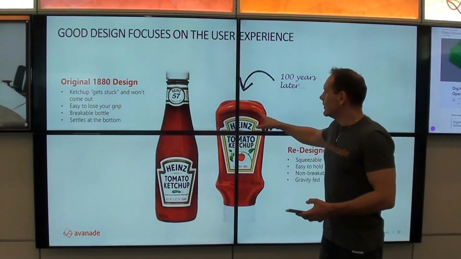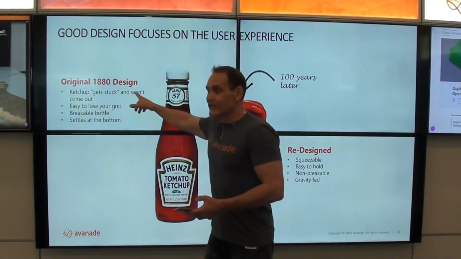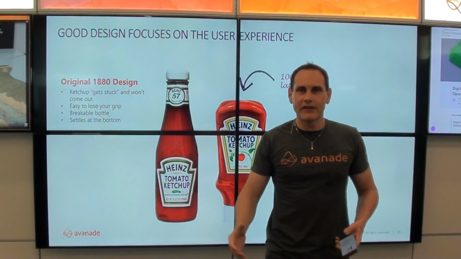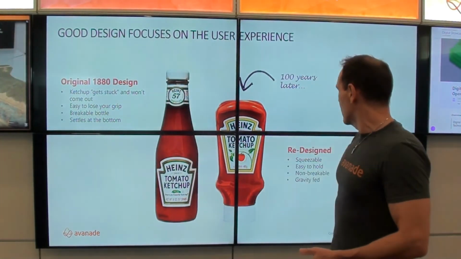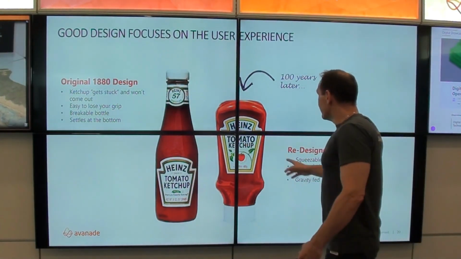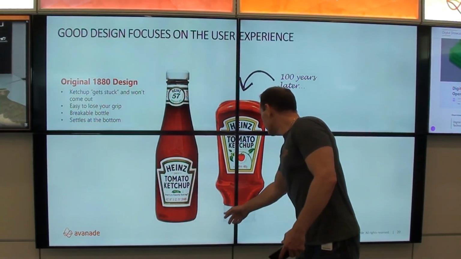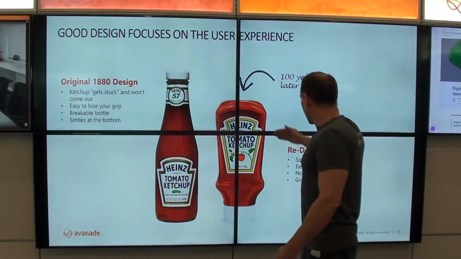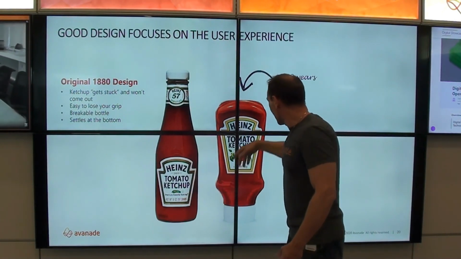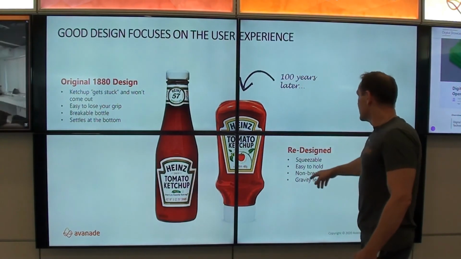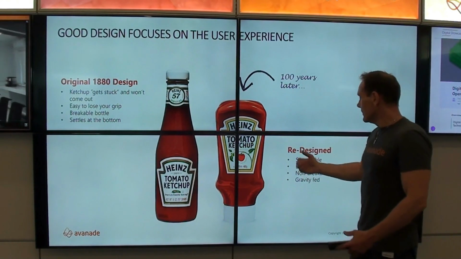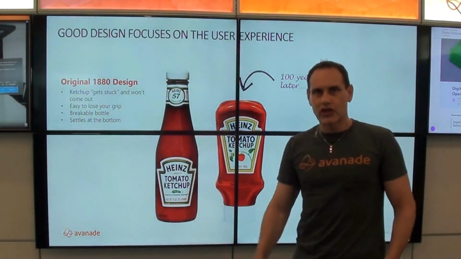Redesign, the one was squeezable. Now, that state change that I was talking about, you don't have to bang on it, you just squeeze, and the ketchup comes out. It was designed to stand on its head, so that it is gravity fed. So the ketchup won't settle at the bottom. It's made out of plastic, non-breakable, and was easy to hold. It was designed to fit into the shape of your hand.